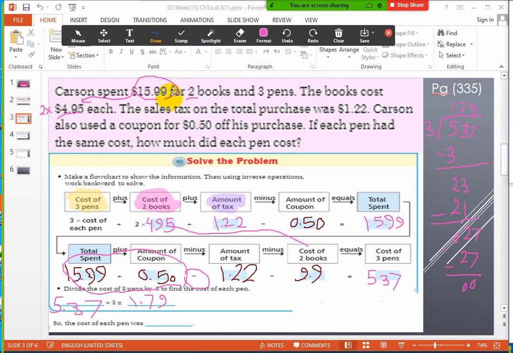Also, this money goes for a tax, which is $1.22. This money goes for the pens, which is, I have here 3 pens, and I want to find the amount for each pen, or the cost for each pen.